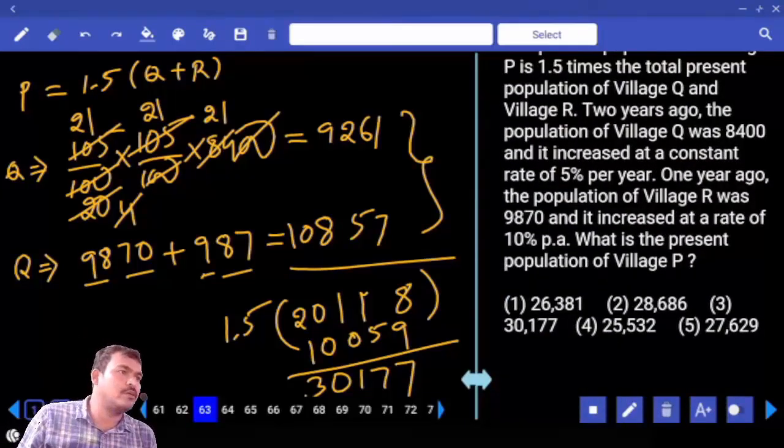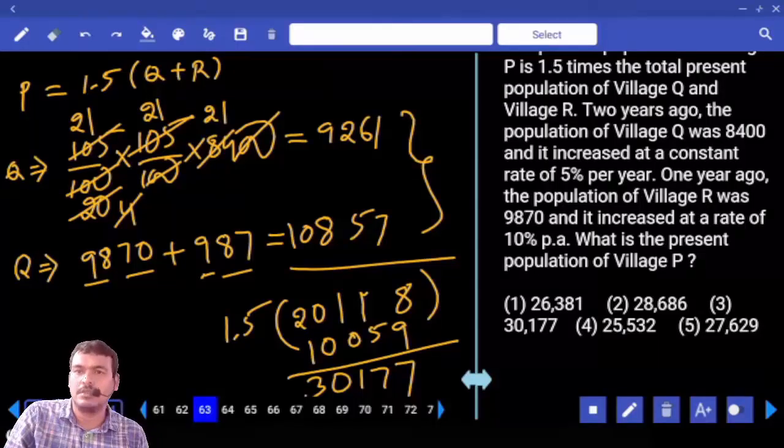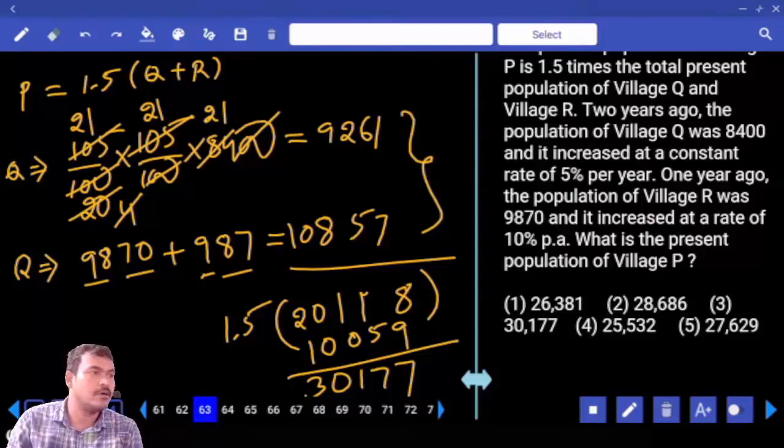1.5 means 3 by 2, or not? It means the answer must be divisible by 3, or not? 3 or 2? 3 or not? How many options are multiples of 3? Two options. The first one is a multiple of 3.